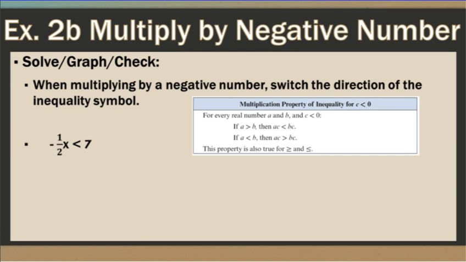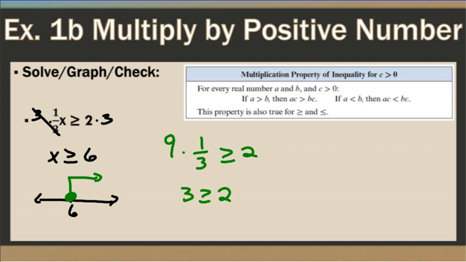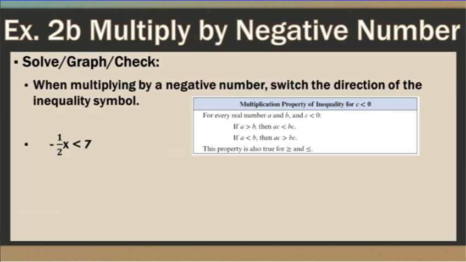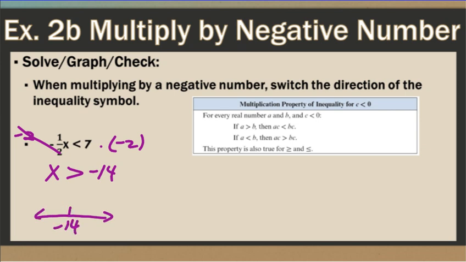Next one, we've got negative half x is less than 7. The reciprocal of negative half is negative 2, so I multiply by negative 2 on both sides. This becomes 1x. Because I multiply by a negative number, I flip the symbol. Negative 2 times 7 is negative 14. Number line, negative 14. It's an open circle on negative 14, and it's got to be greater than, so to the right.